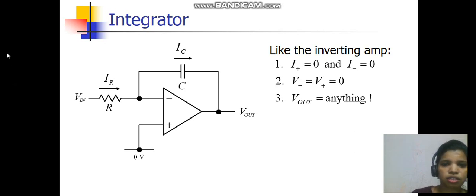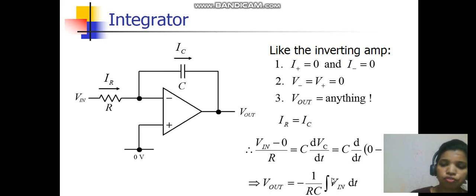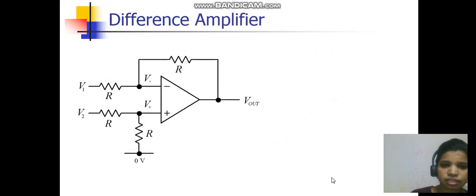This is the integrator. In an integrator, remember, a capacitor will be connected in the feedback path. Now how to solve for V out? We know this current equals this current. This current is V in minus 0 by R, and this current is C dV by dt. From this equation we will find that the output is equal to the integration of the input. That's why it's called an integrator.